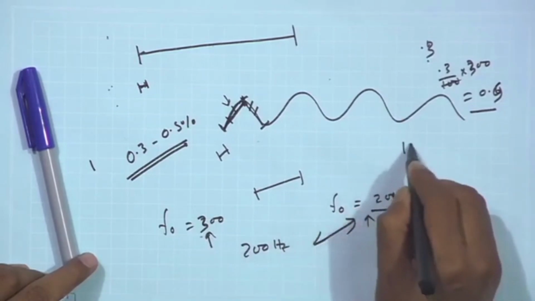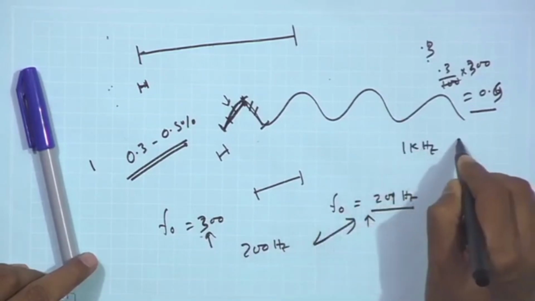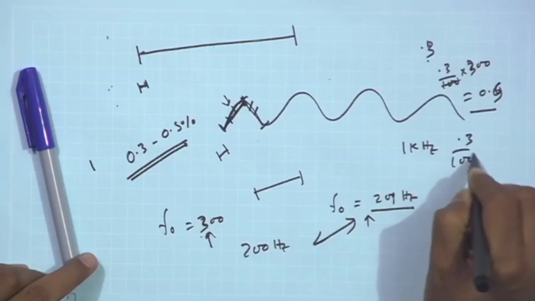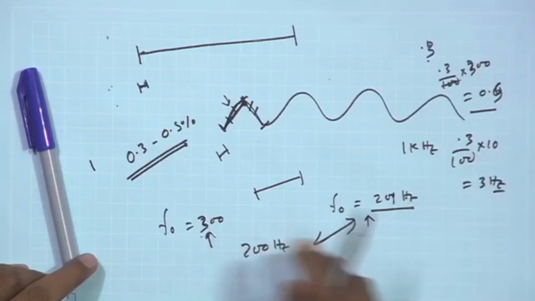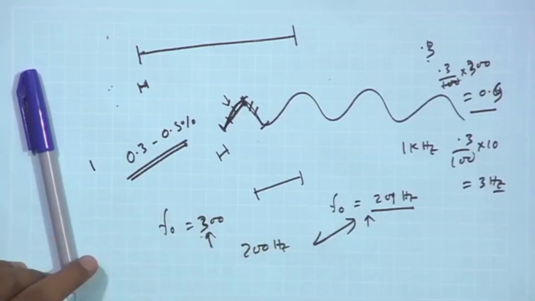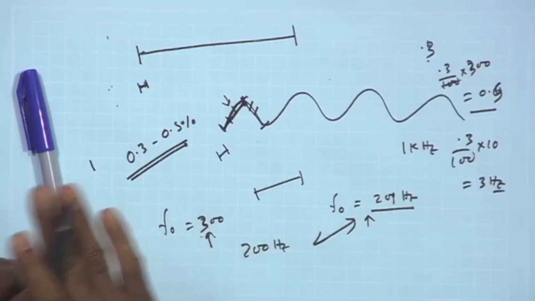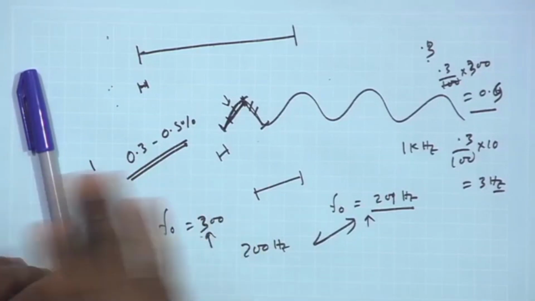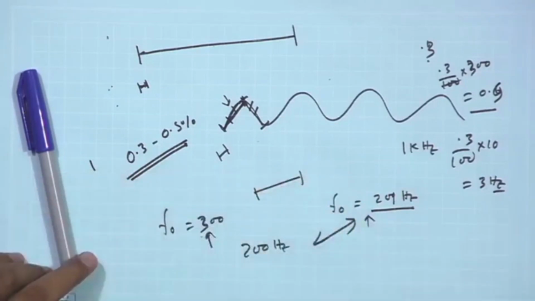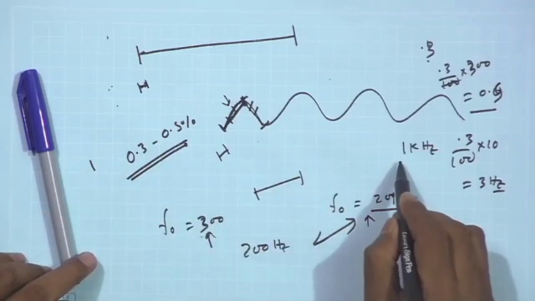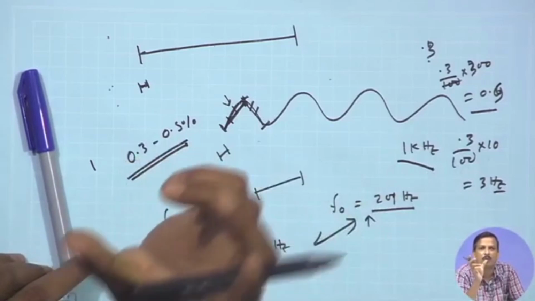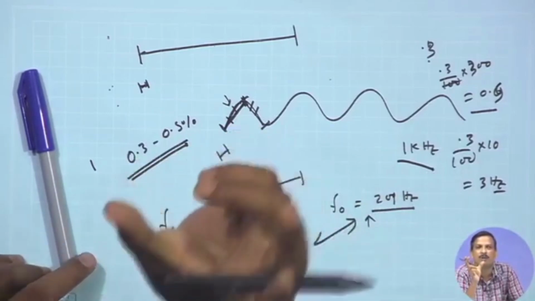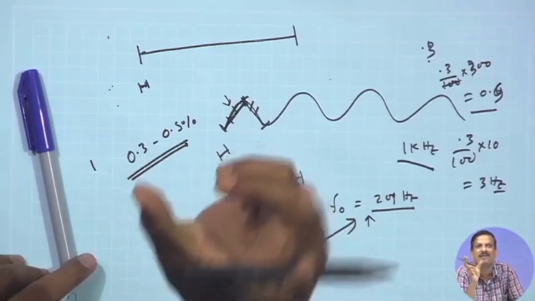If it is 1 kilohertz, then 0.3 by 100 into 1 k is nothing but 3 hertz. So, the perception of frequency is different in different frequency ranges. It is not a linear scale, it is a non-linear perception. So, how do you perceive? If it is a high frequency, the perception will be more rough. I can say the perception bandwidth will be larger.